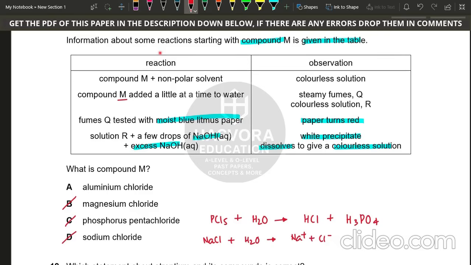So your only answer will be aluminium chloride. Because AlCl3, aluminium chloride, reacts with the water to produce aluminium hydroxide, and it also produces chloride ions which react with the hydrogen in the water to produce HCl, which are steamy fumes, and the aluminium hydroxide is dissolved to give a colorless solution with excess NaOH. So A will be your answer.